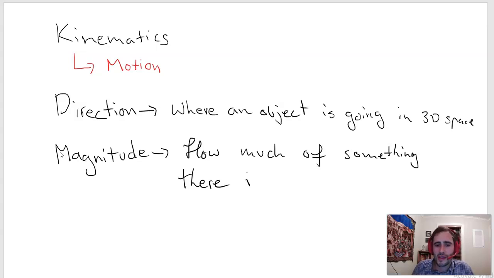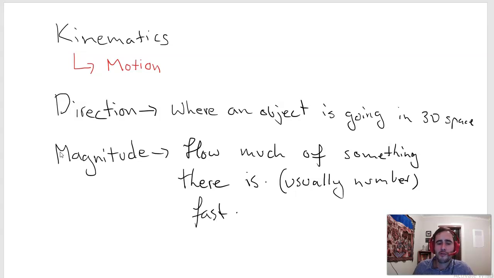How much of something there is, and it's usually a number, okay? So you could say something's going fast, and that would be magnitude. Fast doesn't really mean much to us when we get technical or very accurate. So something might be 10 meters per second. That's a magnitude, okay? Or even 25 kilograms, like that.